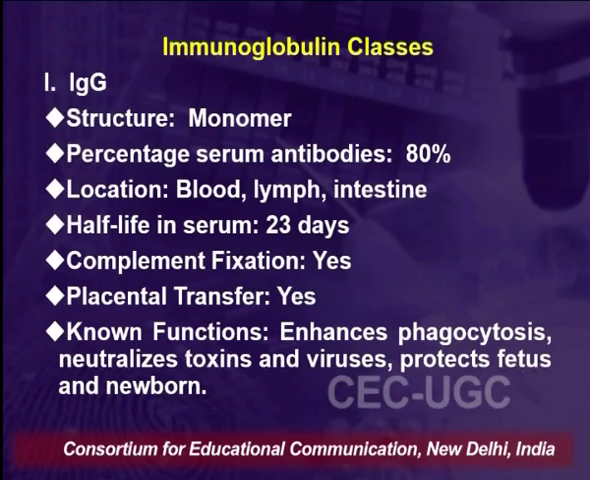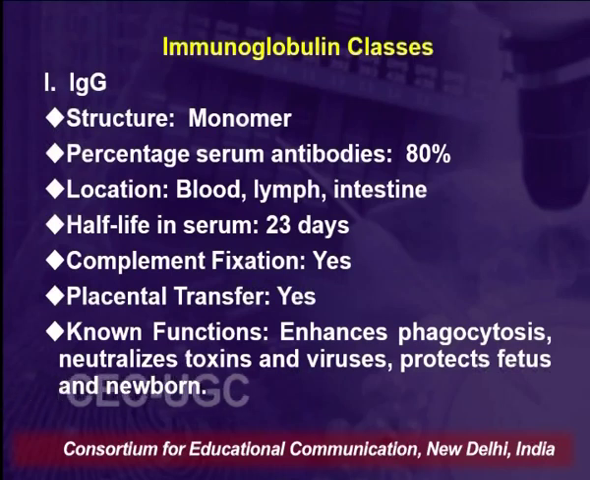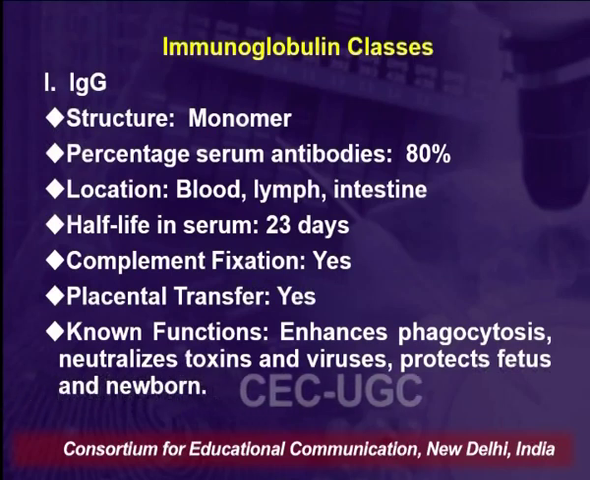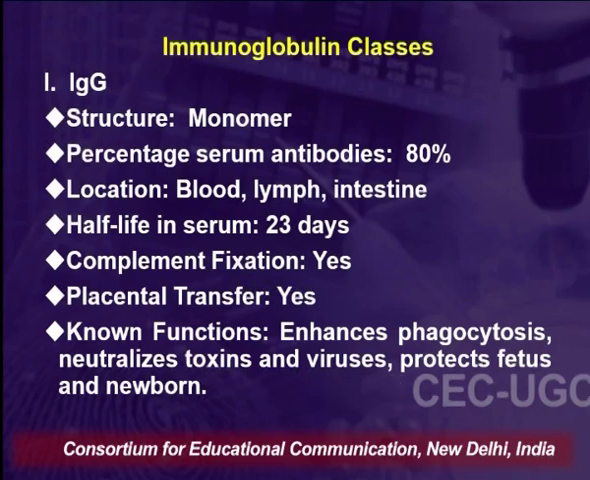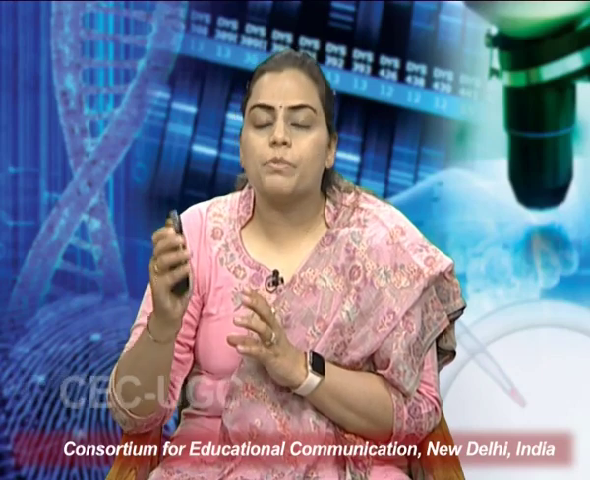The major functions of IgG are: it enhances phagocytosis, it neutralizes toxins and viruses, and it protects the fetus and newborn. Majorly, whenever IgG antibody is there, it will be transferred from mother to the child, and thus it protects the fetus and newborn which is present in the mother's womb.